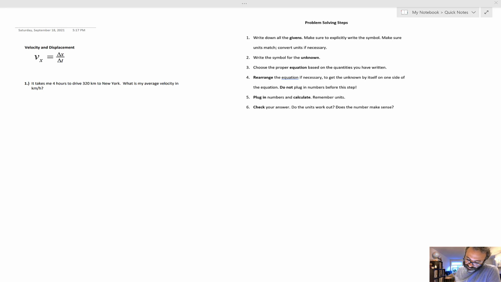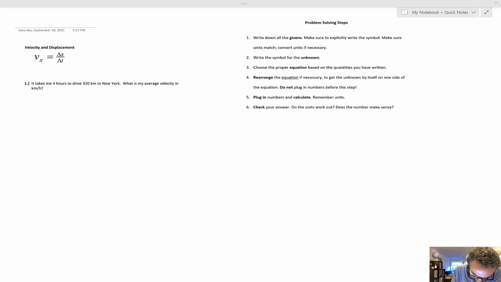Alright, so we're going to be practicing using our problem-solving steps here to solve some basic velocity and displacement equation problems. Number one here says it takes me 4 hours to drive 320 kilometers to New York. What is my average velocity in kilometers per hour?